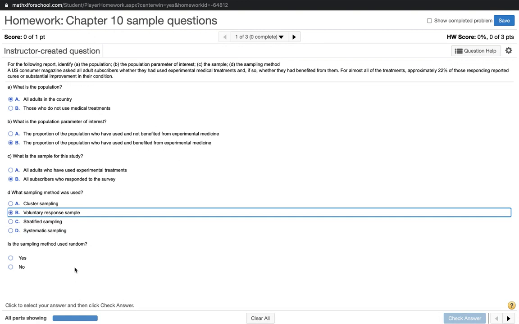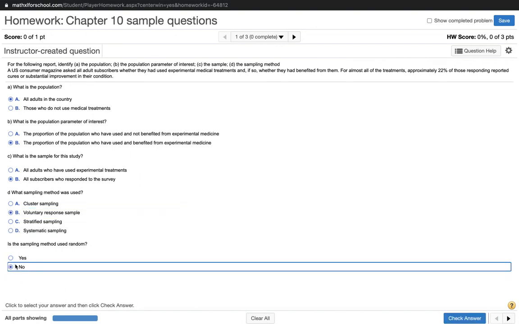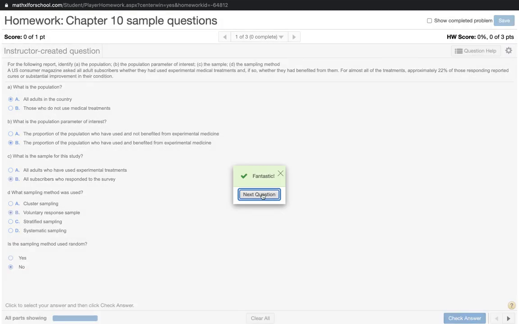Is the sampling method used random? A voluntary response sample is not going to be random, because people could choose to respond or could choose not to respond. So you're not likely going to get an unbiased, truly random sample of people in order to make a worthwhile conclusion. So the sampling method, voluntary response, is not random.